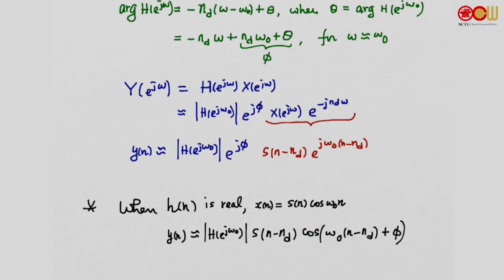Using a simple approach, we can show that when H is real and x is s[n] cosine omega 0 n instead of s[n] e^(j omega 0 n), then the output y[n] can be approximated as the magnitude of H(e^(j omega 0)) times s[n minus nd] and a cosine term that's also delayed by nd, with an extra phase.